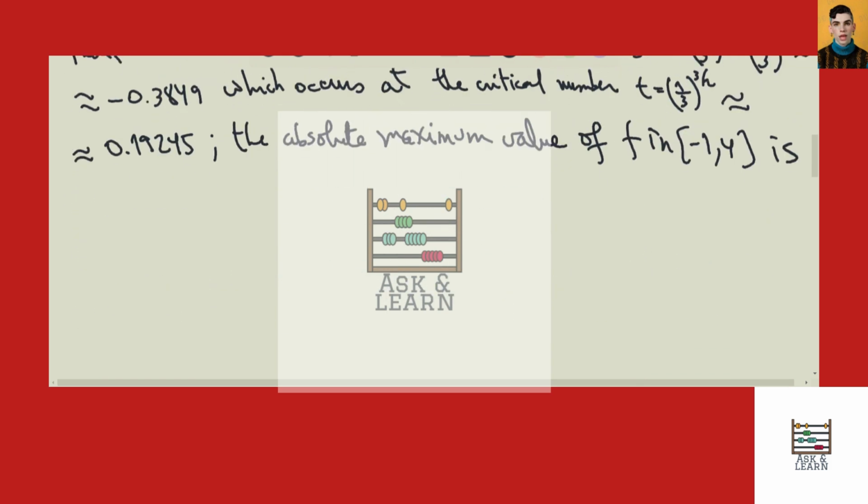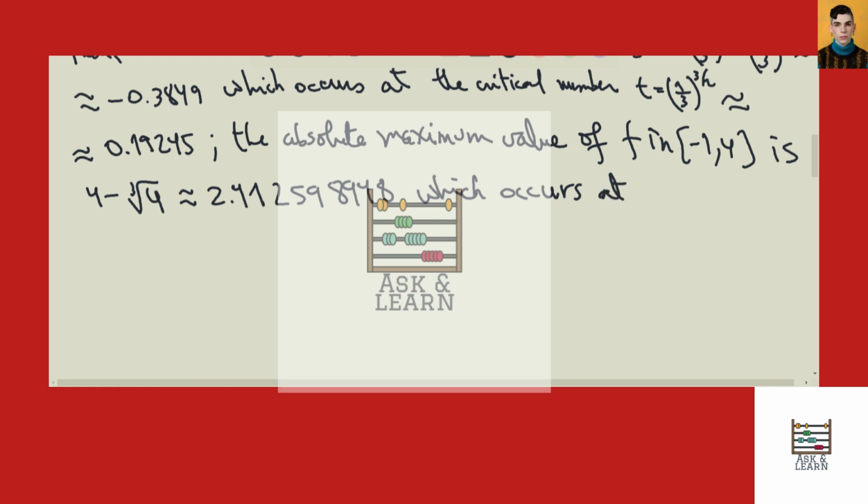That is 4 minus cubic root of 4, which is about 2.412598948, and that value occurs at the right endpoint of the interval, t equal 4.